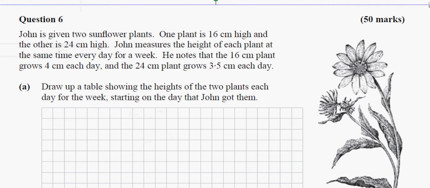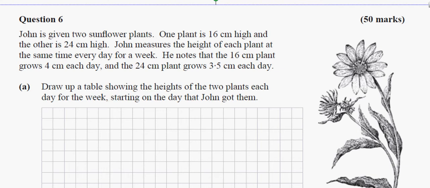Okay, John is given two sunflower plants. One plant is 16 centimeters high and the other is 25 centimeters high. John measures the height of each plant at the same time every day for a week. He knows that the 16 centimeter plant grows 4 centimeters each day and the 24 centimeter plant grows 3.5 centimeters each day. Draw a table of the heights of the two plants each day for the week, starting on the day that John got them.